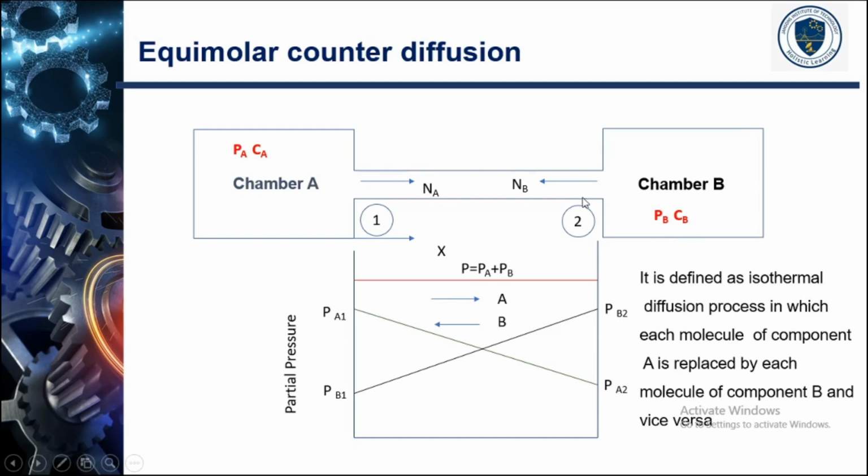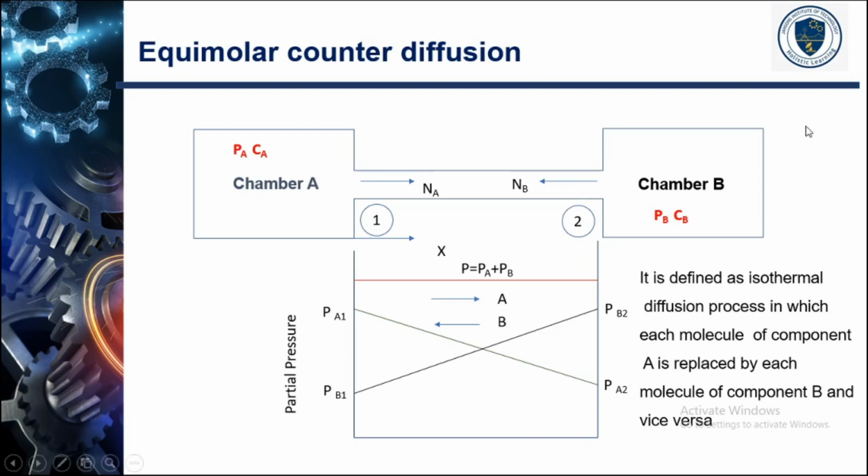So after this connection, what happens? The species will move due to the concentration difference. At first, the species A will move from chamber A to B and replace one B species. Then the B species moves from chamber B to chamber A and replaces one A species. In this way, the species are transferring from chamber A to chamber B and also from chamber B to chamber A. The mass transfer will occur until the steady state is achieved.